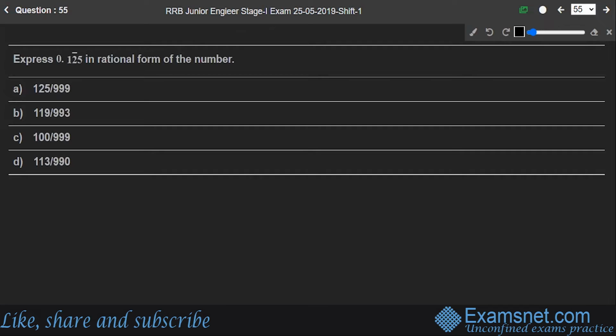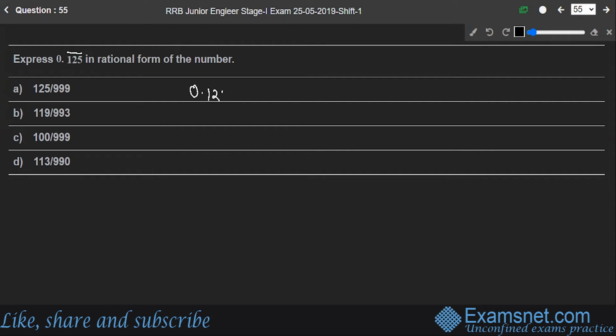Express 0.125 with a bar as a rational number. Actually, there's a small mistake here. You can't have the bar just over part of it; it will be a complete bar. Okay, there's a mistake over here. This question is like this only: 0.125.